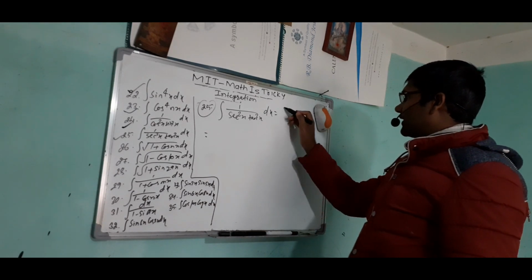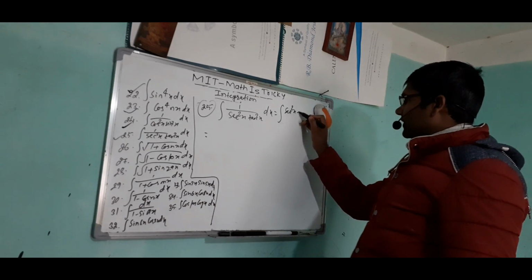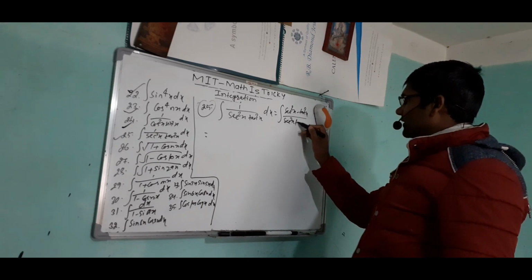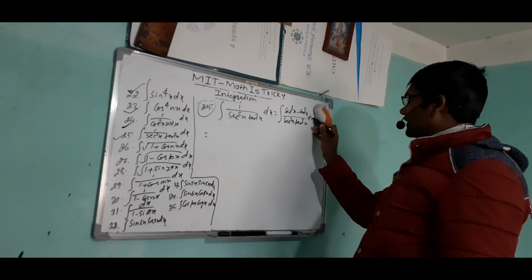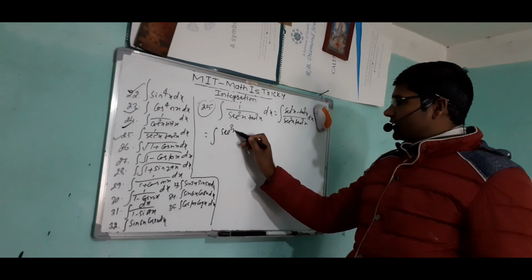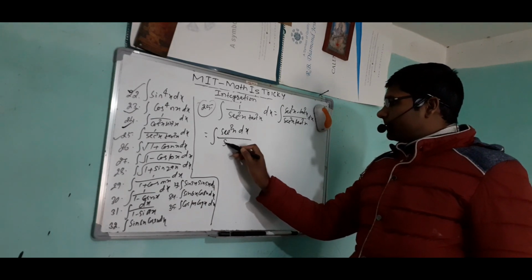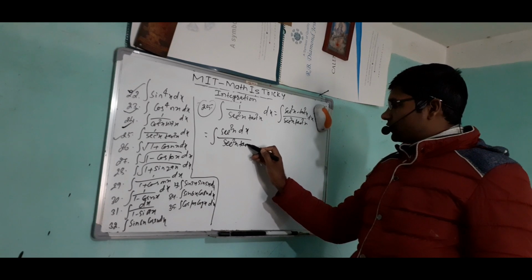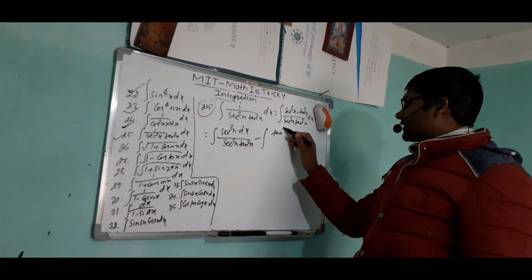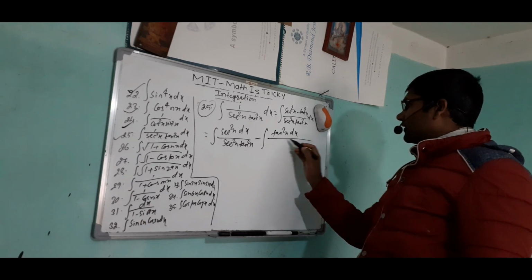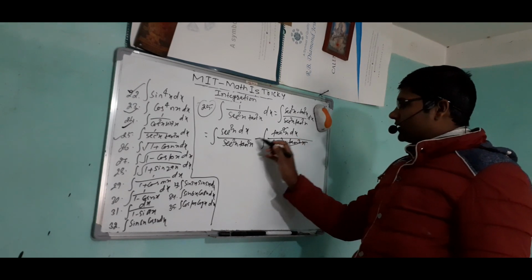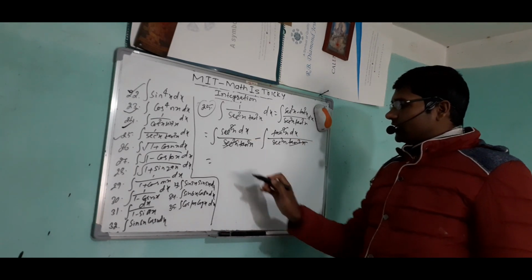So for this one, we can write here (sec²x − tan²x) / (sec²x tan²x) dx. Okay, now as before, separate this: sec²x dx / (sec²x tan²x) minus tan²x dx / (sec²x tan²x). And you can see these two terms can be cancelled from numerator and denominator.